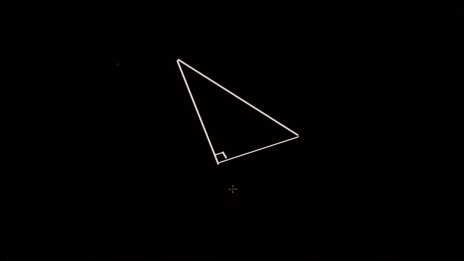So let's just go over the Pythagorean theorem. The Pythagorean theorem applies to right triangles. This is a right triangle that I drew here. A right triangle is a triangle that has a right angle. And a right angle, you remember, is a 90-degree angle.